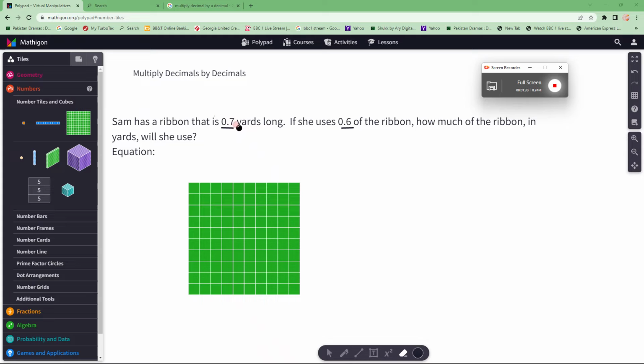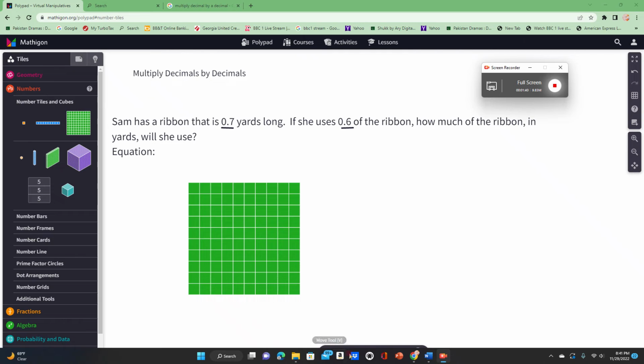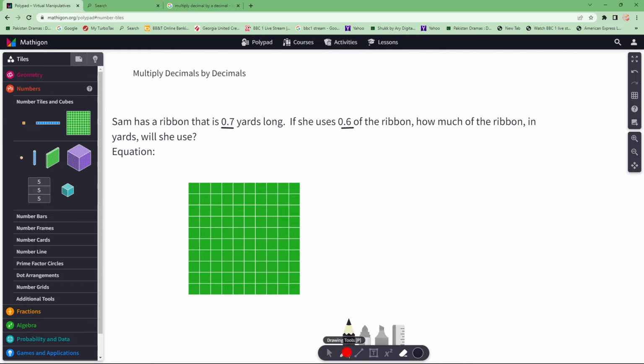When I look at 7/10, immediately I know that 1 yard is one whole, but 7/10 is less than 1 yard, right? So I see this as a part. 7/10 is a part, right? And also, when I look at this number, 6/10, which is also a part, right? Here, for the question, we're trying to find how much of the ribbon in yards will she use.